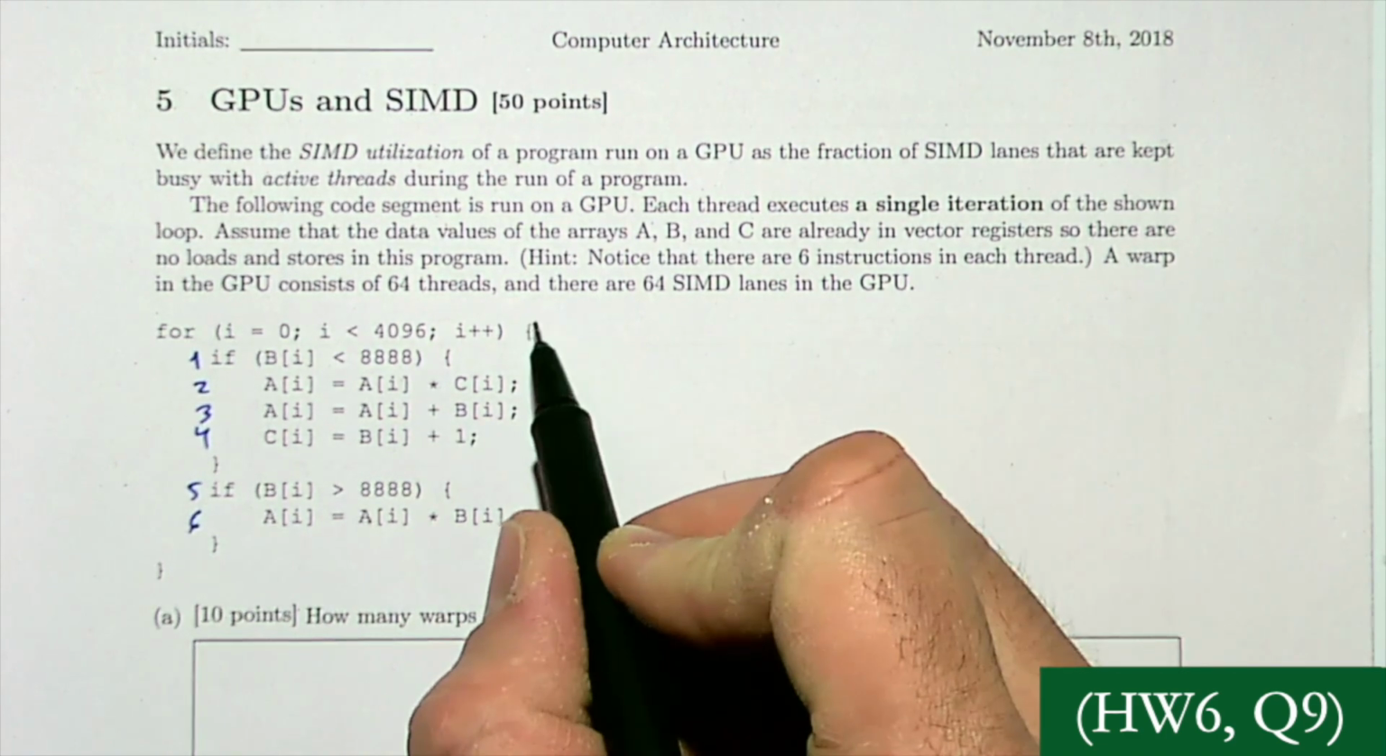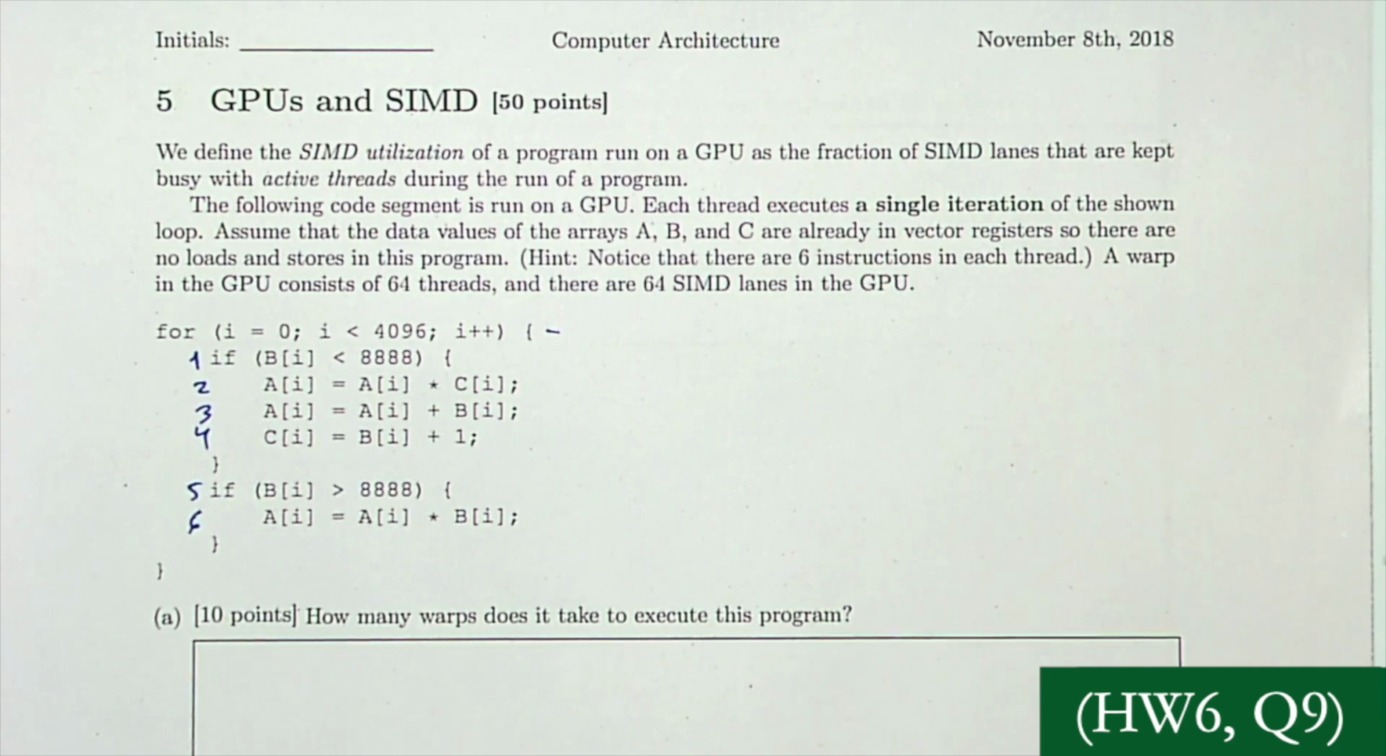Why don't we have to worry about the for loop? Because in the end, what the for loop is simply expressing is the number of threads that we need to use.